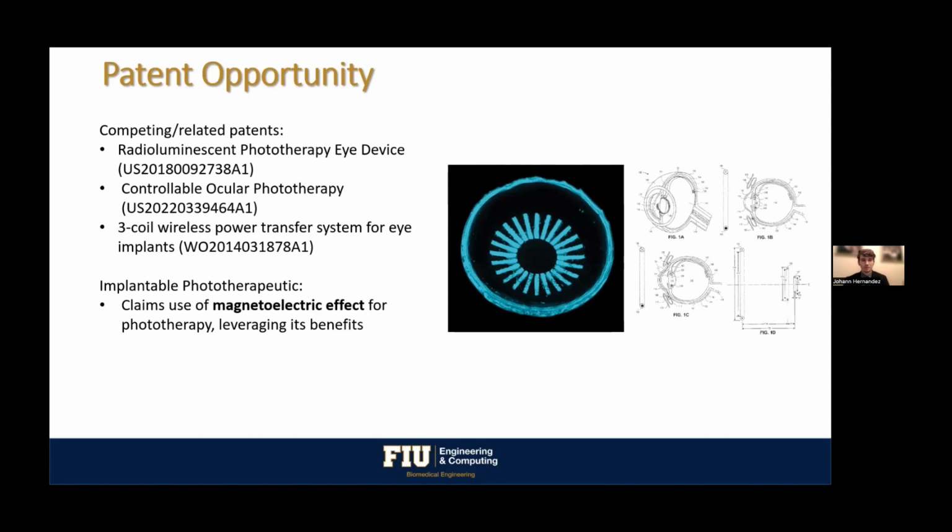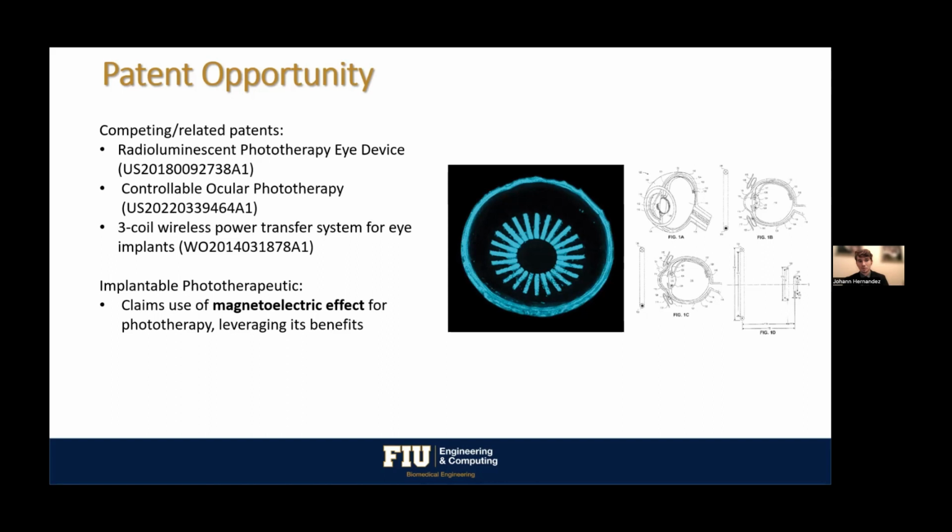There's another one about controllable ocular phototherapy. The main relation here would be that it's implanted in a similar location, either under the eyelid or in the posterior portion of the orbit. However, ours uses magnetoelectric induction to work. There is no claim laid on that by the second patent.